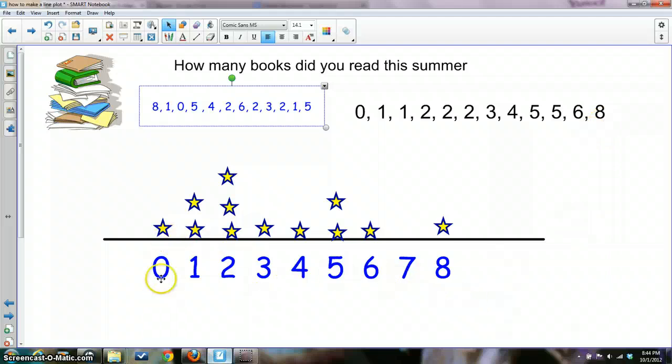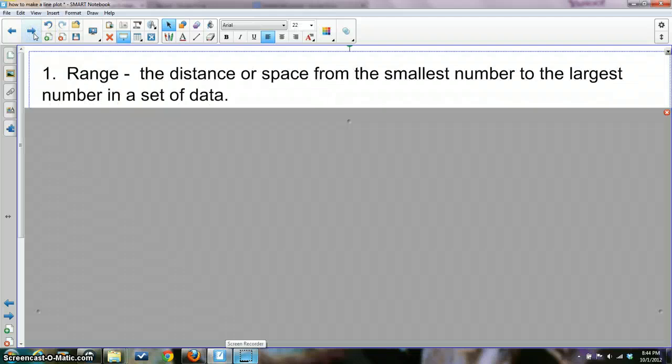So one star represents that one person said they read 0 books during the summer. Two people said they only read one book. So now I want to show you how to describe the data. What are some things that mathematicians would say using statistics and numbers to describe the information that's found in the line plot? So the first word that you need to know is range.